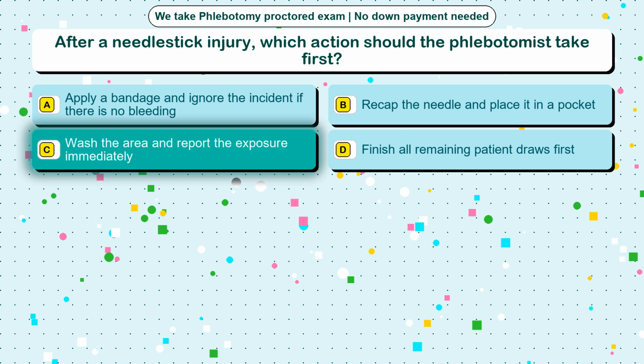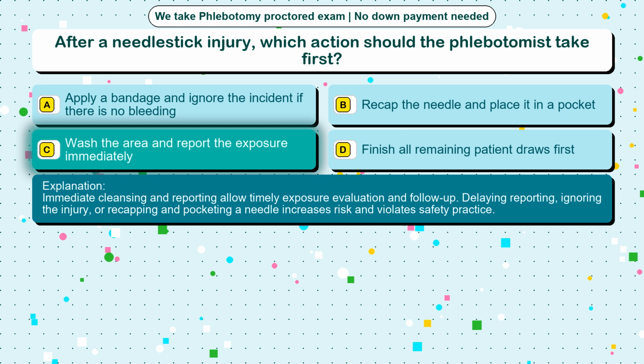The correct answer is option C. Wash the area and report the exposure immediately. Immediate cleansing and reporting allow timely exposure evaluation and follow-up. Delaying reporting, ignoring the injury, or recapping and pocketing a needle increases risk and violates safety practice.